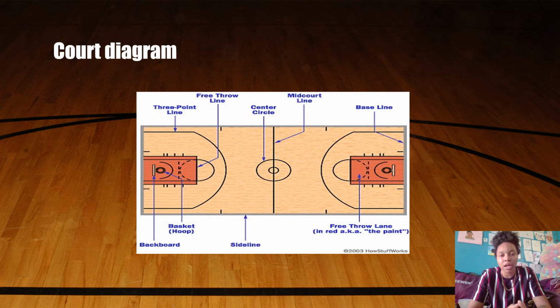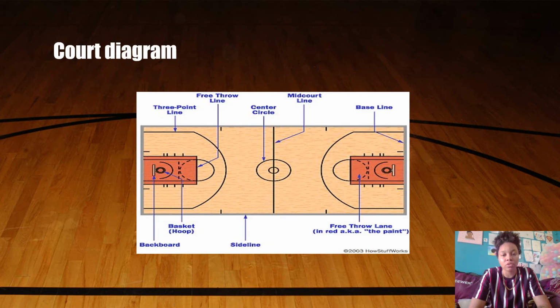We have our free throw line. This is where shots are taken whenever there's a violation call, a foul call. Mid court line. This is your half court line. So this is where you can receive a 10-second violation. Once you cross that line, you cannot go back if you are dribbling the ball.